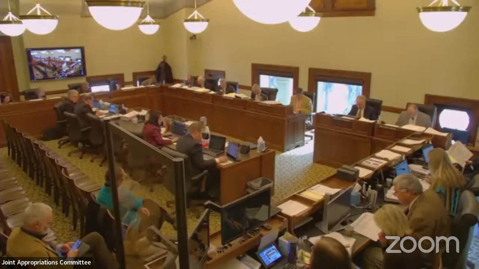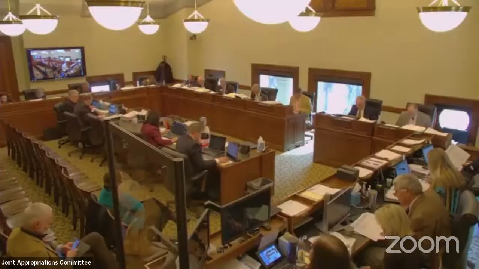Line 14. Division 400, unit 405, page 25, Wyoming Cowboy Challenge Academy. Govs Rec. All those in favor say aye. Aye. Those opposed, that motion carries.